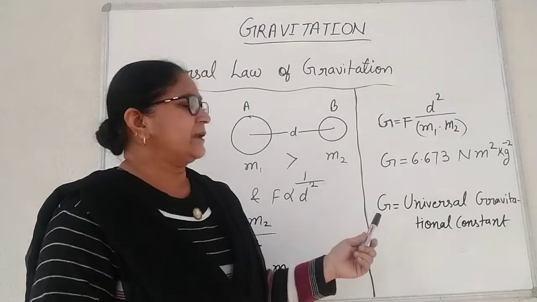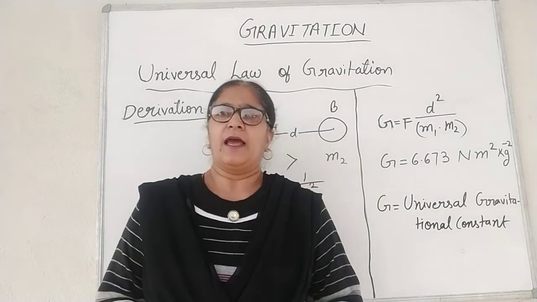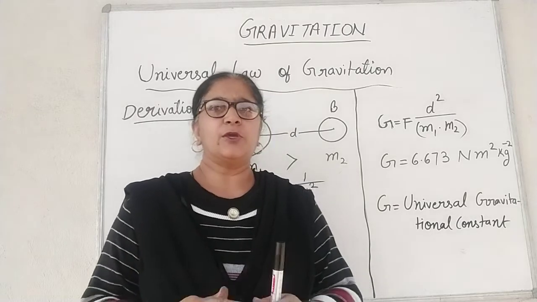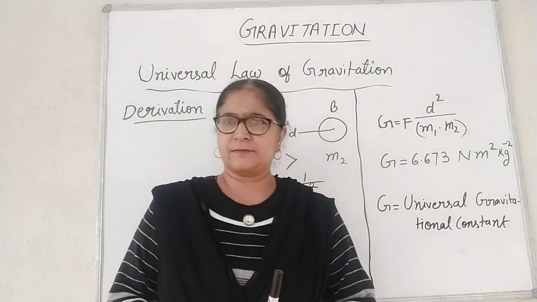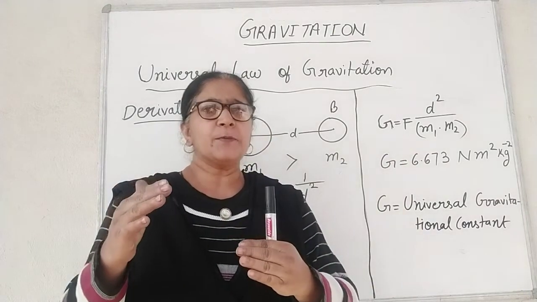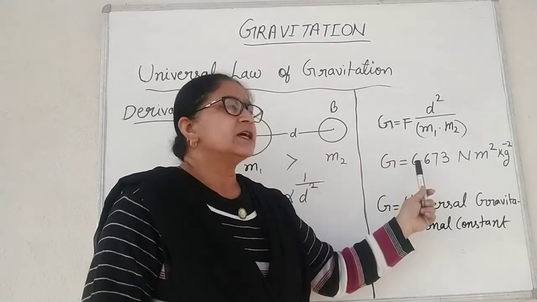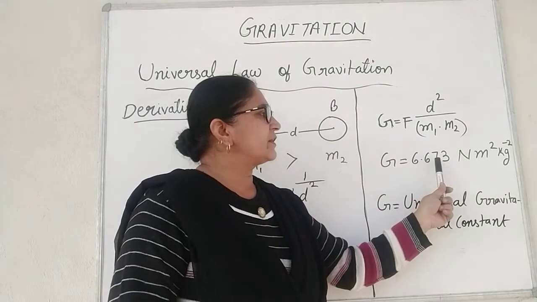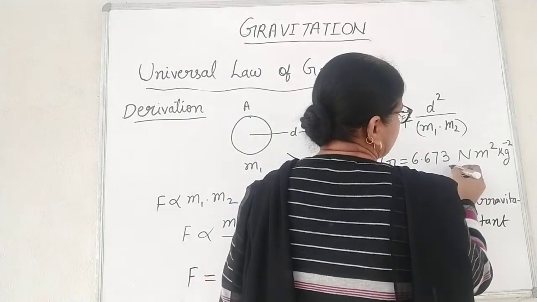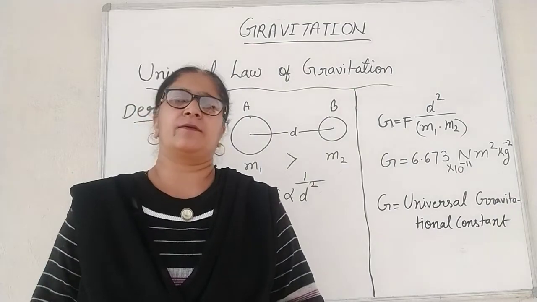So let's see the value of G. The value of G was found by Lord Henry Cavendish using a torsion balance. The universally accepted value of G is 6.673 into 10 to the power minus 11.